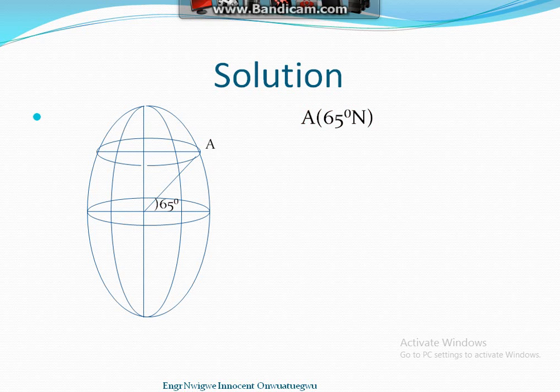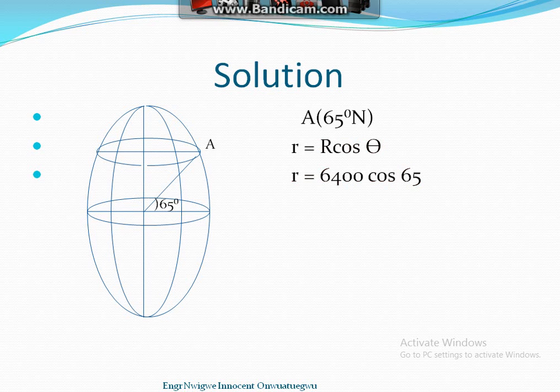From the formula, small r is equal to big R cos theta, where big R is the radius of the earth, which is 6,400 cos 65. Our r is 2,705 kilometers.